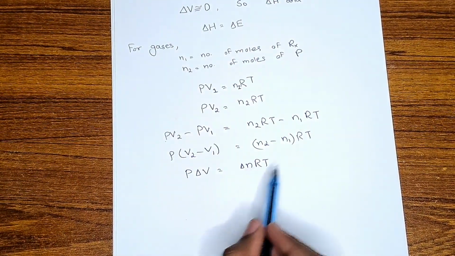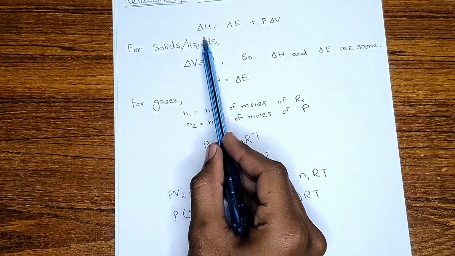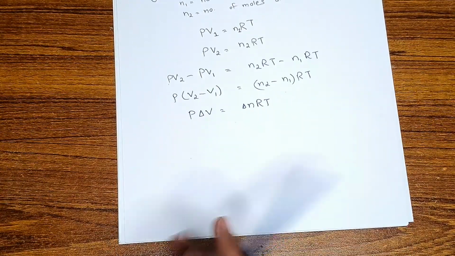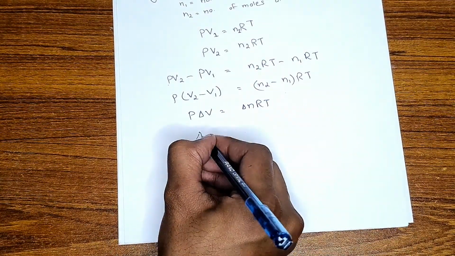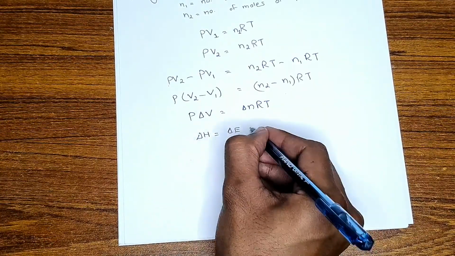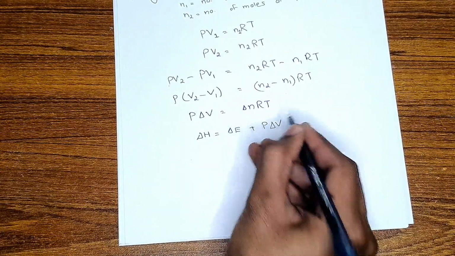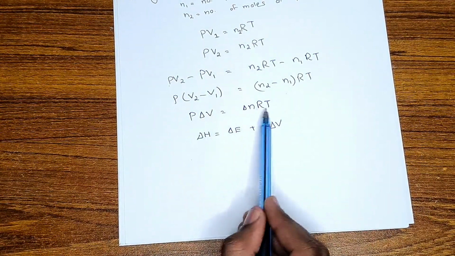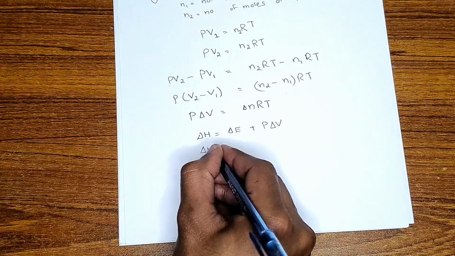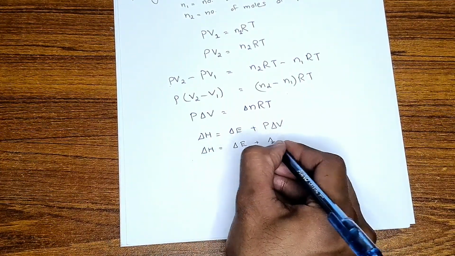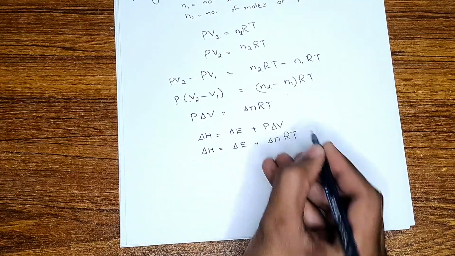So now going back to this equation, delta H is equal to delta E plus P delta V. I'm going to write this equation again. Delta H is equal to delta E plus P delta V. So you have just calculated the value for P delta V, and that is delta N RT. So delta H is equal to delta E plus delta N RT.